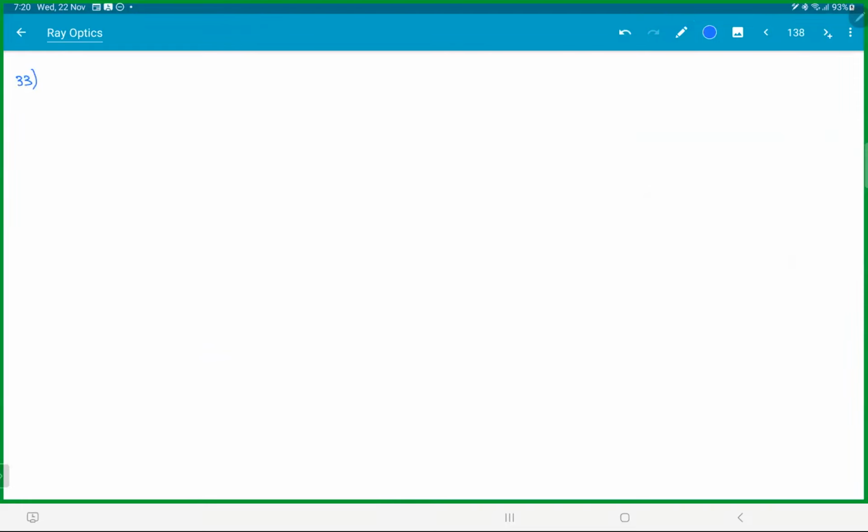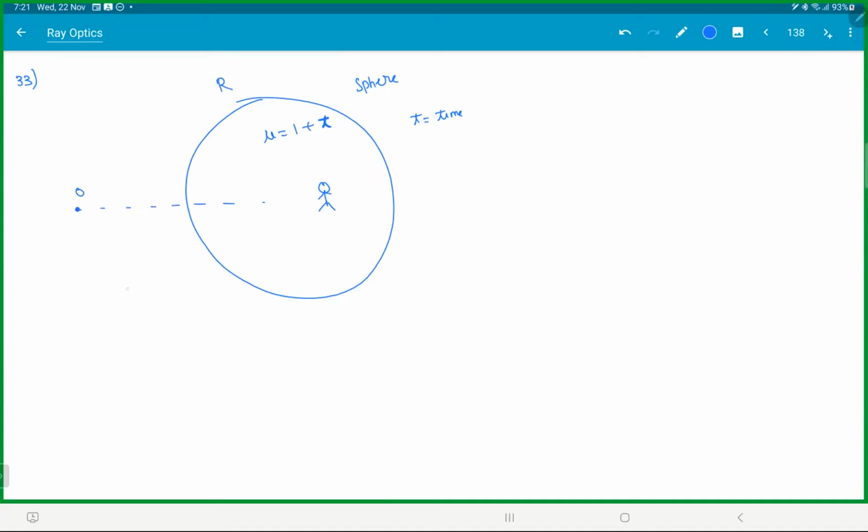Now, if they want to really play around, they can do something like this. We have a sphere and we have an observer inside. The sphere refractive index is changing with 1 plus t. T is time. Mu is not constant. So we have a sphere with a variable refractive index. Radius of curvature is r. We have an object here at a distance of 3r. It is at rest. Outside is mu equal to 1. But sphere refractive index is changing. Find velocity of the image at time t as seen by the observer.